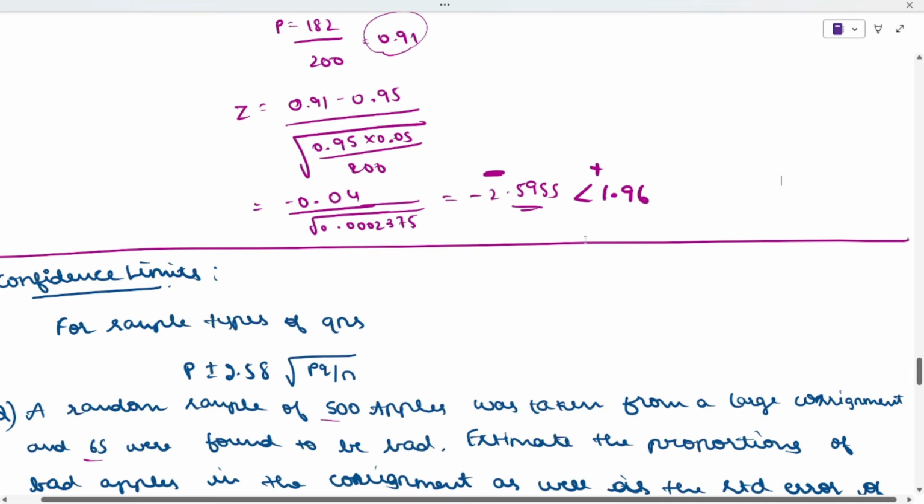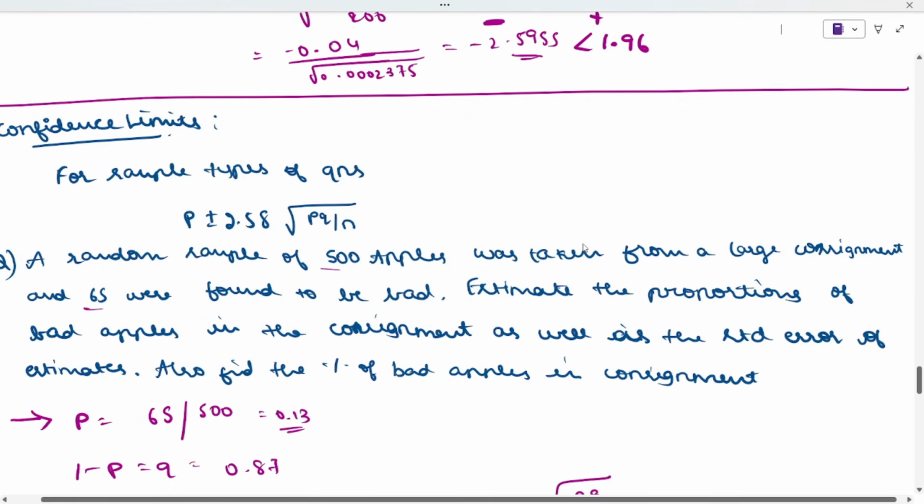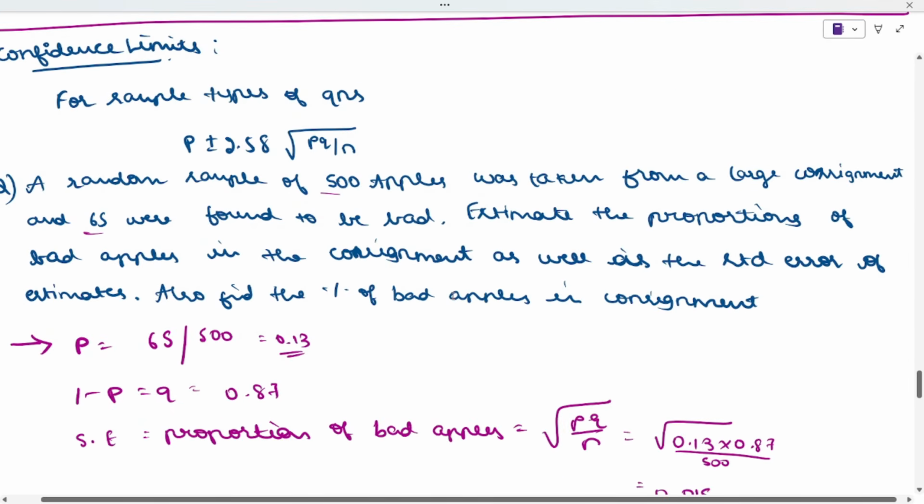I hope you got this. Next, we will do the confidence limits question. That is, for sample, it is P plus or minus 2.58 root PQ by N. Next, we will see for population what it is.